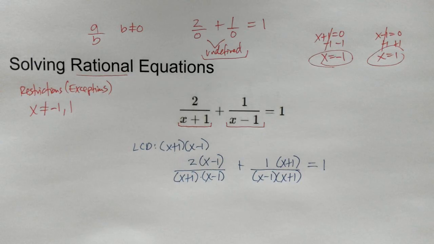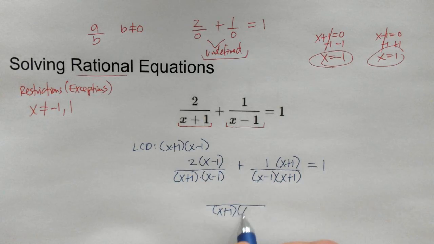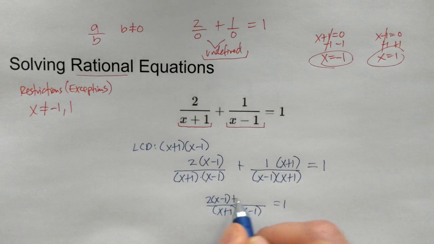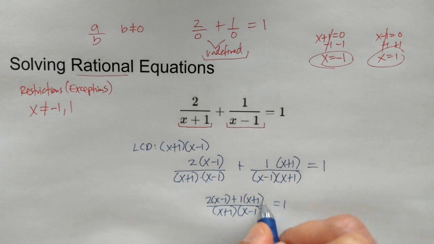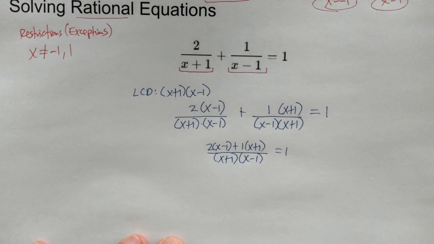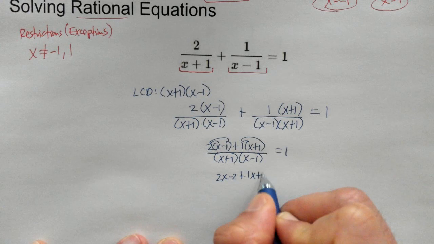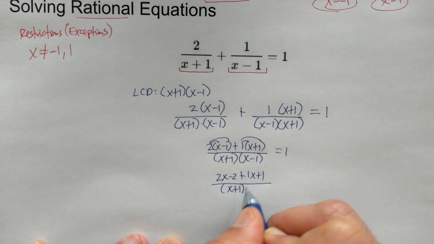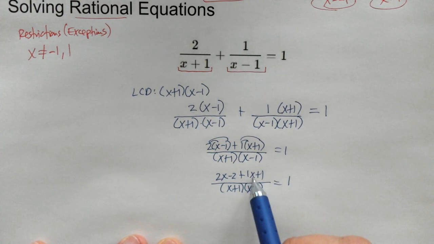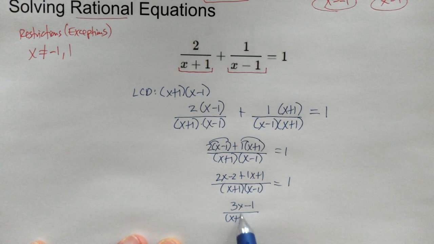Now that we have a common denominator, I can merge these two fractions into one. So I have this left part of the fraction, 2 times x minus 1, plus 1 times x plus 1. Now the goal is to merge things and combine like terms. So let's distribute. We're going to get 2x minus 2 plus 1x plus 1, all divided by x plus 1, x minus 1. As I combine like terms, 2x plus 1x is 3x, -2 plus 1 is -1, over x plus 1 times x minus 1.